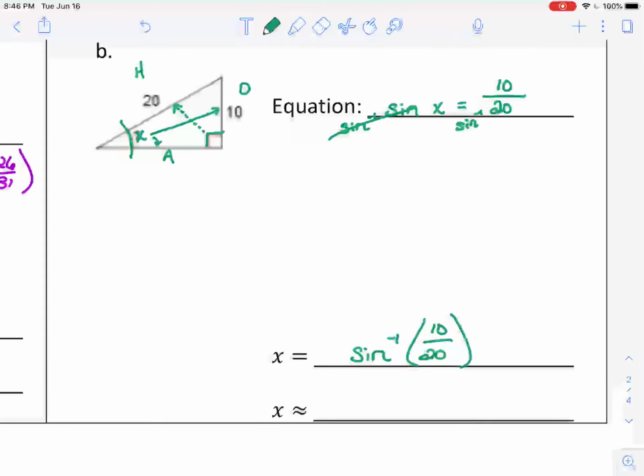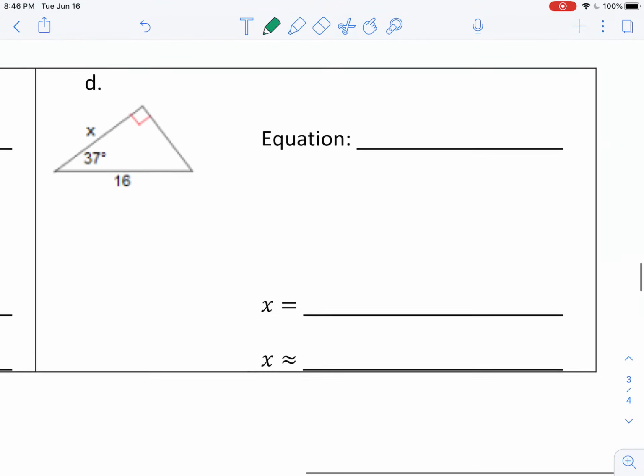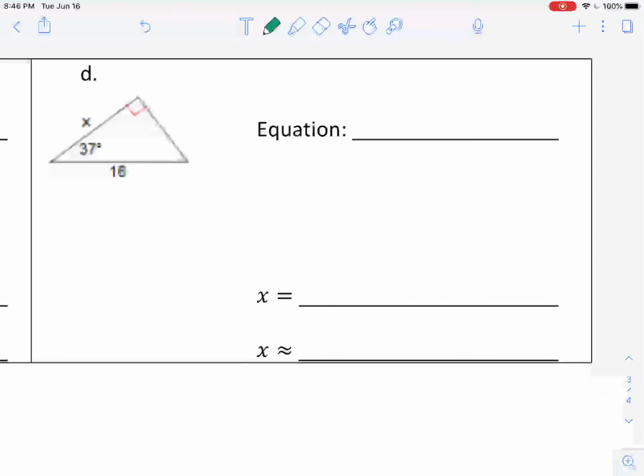So that's the angle measurement for x. We didn't have to round on this one. It was just exactly 30 degrees. And then the last one, part D, another right triangle. But this time x is a side length. But you can't use Pythagorean theorem because there are two sides I don't know. And if there are two that I don't know, Pythagorean theorem is not helpful.